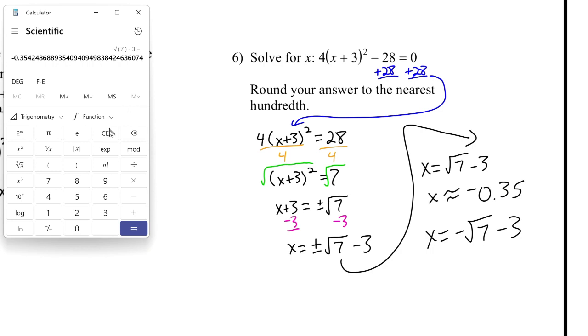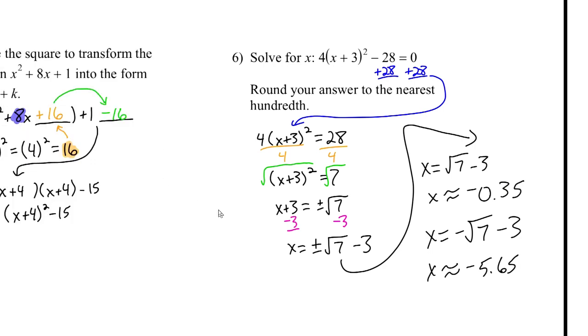And then the other one is going to be square root 7, and I'm going to make that a negative, minus 3. And so I'll get x is approximately equal to negative 5.65. So I'm going to round to that hundredth spot right here, because the digit after it is a 5, we'll round up there. So those are our answers. Just mark those as solutions, and that's good.